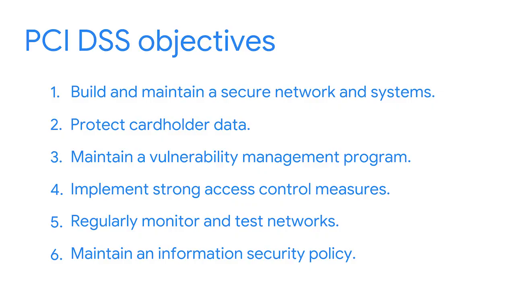The sixth and final objective is to maintain an information security policy. It only has one requirement: to maintain a policy that addresses information security for all personnel. This requirement addresses why we need to have well-established security policies. They help govern and regulate user behavior when it comes to information security aspects. It's important to call out that this requirement mentions that the policy should be for all personnel. The responsibility of information security isn't only on the security teams. Every member of an organization is responsible for information security.